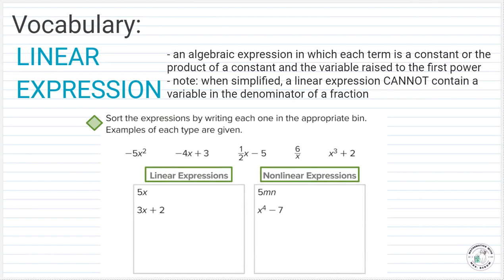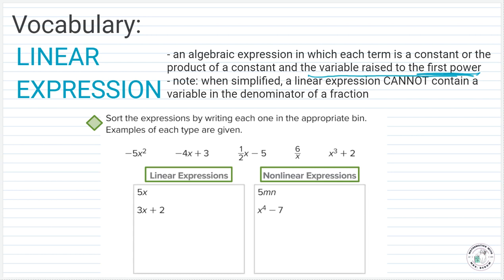It is a type of algebraic expression in which each term is a constant or the product of a constant and the variable is raised to the first power. So really that's the important part right here, is that the variable is raised to the first power, because there are other types of algebraic expressions. There are ones that are going to have an exponent that's squared or cubed, and those are not considered linear. So a linear has a variable raised to the first power. So again, that's the piece that's going to be important for us here. Note, when simplified, a linear expression cannot contain a variable in the denominator of a fraction.